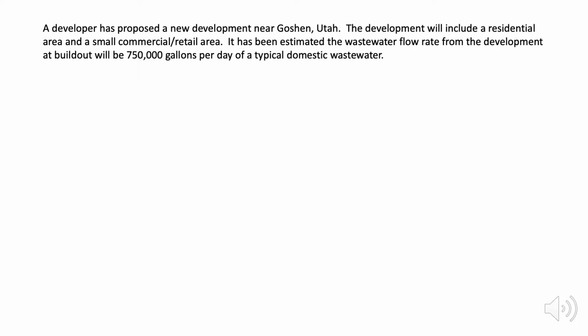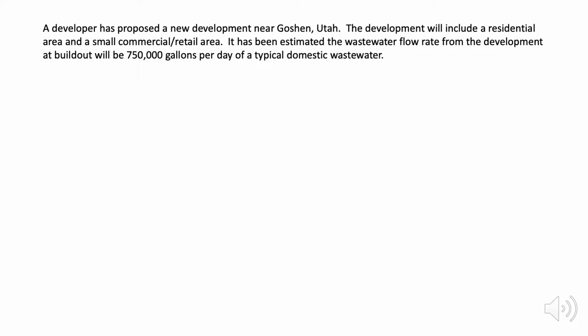Let's suppose that a developer has proposed making a new development out in Goshen, Utah, which is at the southern end of Utah Lake. And in this development, they're going to have a large residential area, and then they'll have a small commercial and retail area also that'll service the community. It's kind of interesting a little bit. At one time, a development like this was proposed. I don't know where it is right now or if it's really going to happen, but there was one proposed at one time.